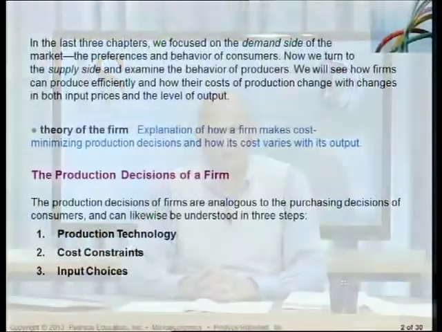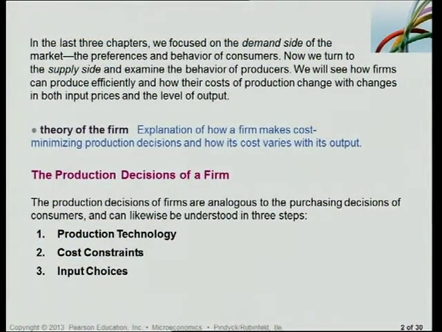Then we will look at the production decisions of firms, and there are three things that we will look at: production technology, the cost constraint that firms also face, like a consumer faces a budget line or budget constraint, a firm also faces an isocost line, and then input choices. What input choices does the firm have to make to minimize cost, because the firm wants to minimize cost in the end to maximize profit? So these are the production decisions of a firm.